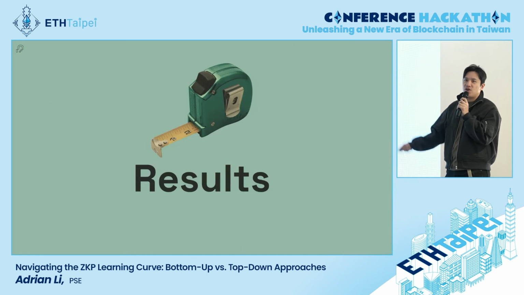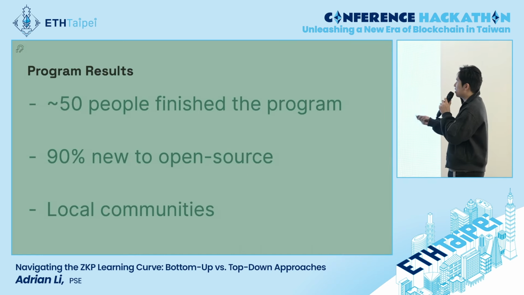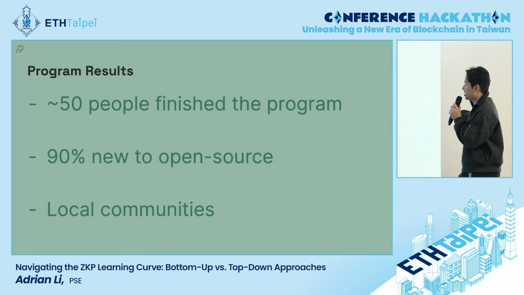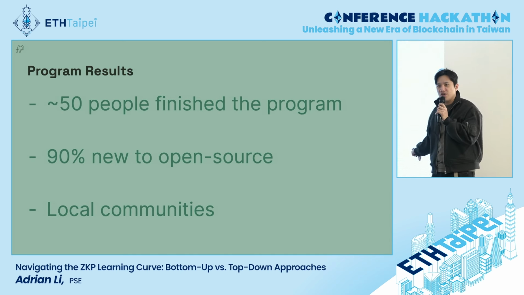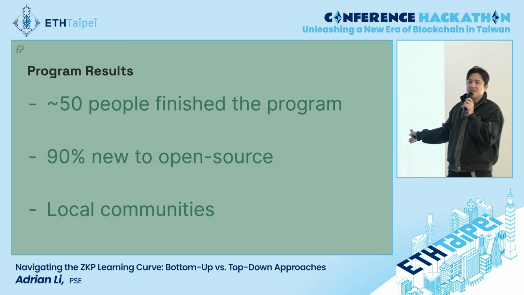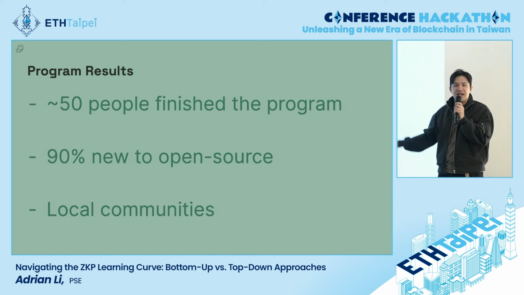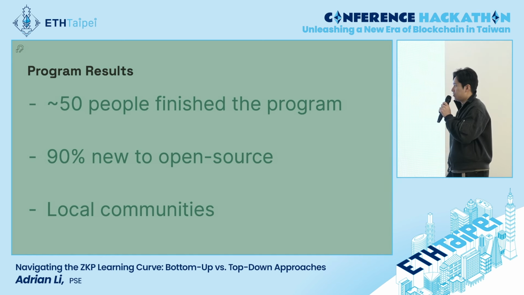And that's actually what we did for our summer students too. The results of the program are that about 50 people finished it, and 90% were new to open source. Maybe they had used GitHub before, but they never made any PRs. They never wrote any issues before. So that's why that list of Good First Issues was so important.